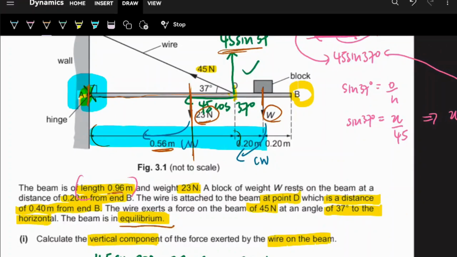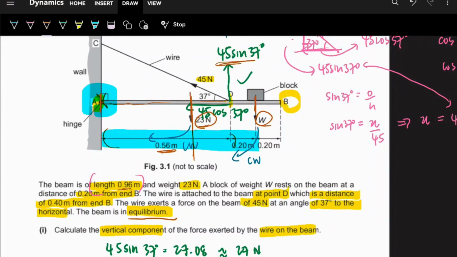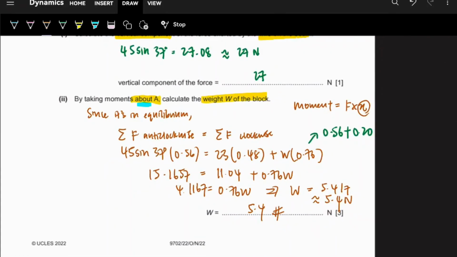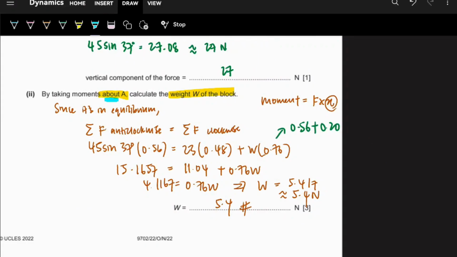Okay. So, what is the conclusion from this question? Make sure you know which distance you are taking. Be aware of your distance, whether it is 0.56, whether it is 0.2, and which moment or which hinge you are taking as a moment. Very important. Okay. Done with Roman 2. Just nice. You have obtained your 3 marks already.